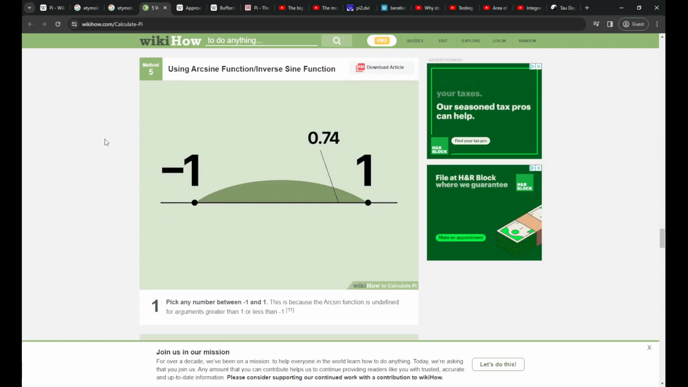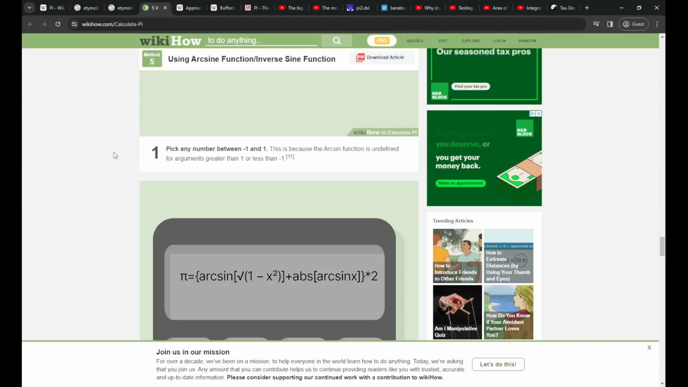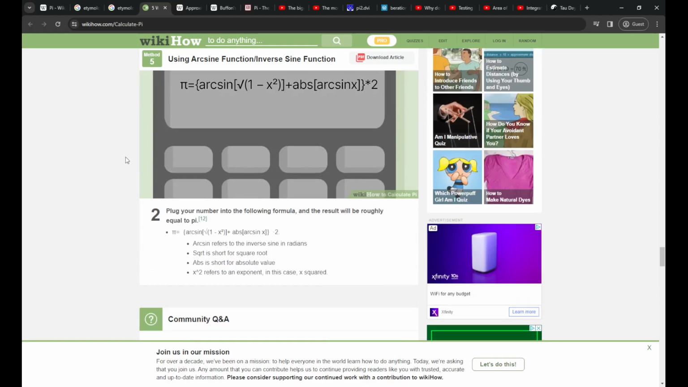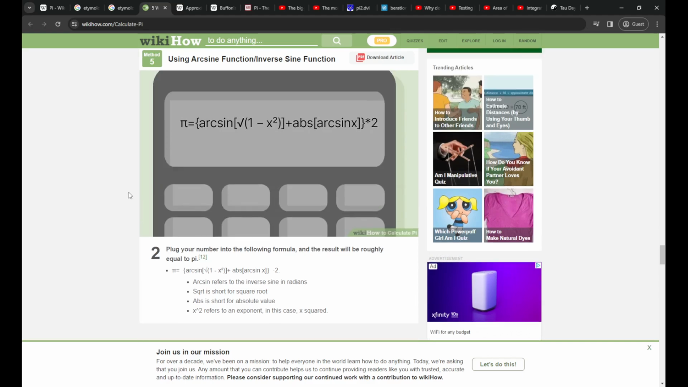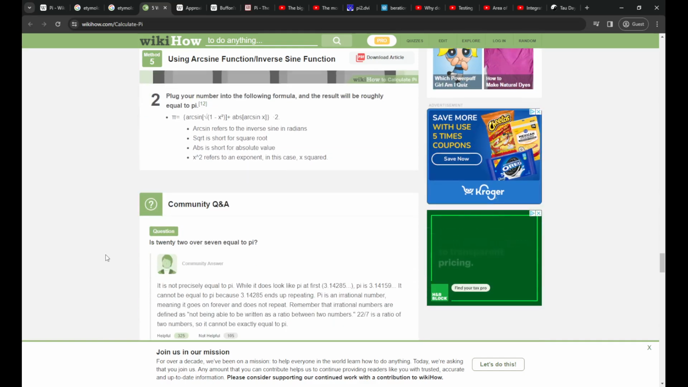Method 5, using the arcsine function, or inverse sine function. Let's go through this one quickly. Pick any number between -1 and 1. This is because the arcsine function is undefined, of course, outside of that. And then you've got this formula here. Well, okay, that's interesting, but it doesn't quite tell me where they got that formula from. Community Q&A. Okay, so that's the 5 methods that they illustrate here on WikiHow.